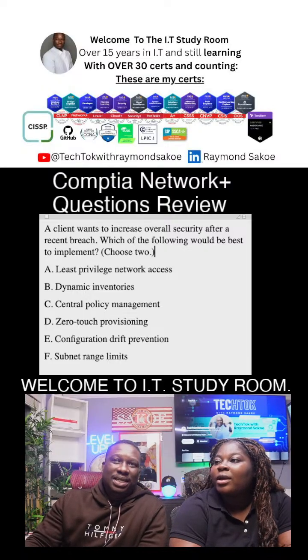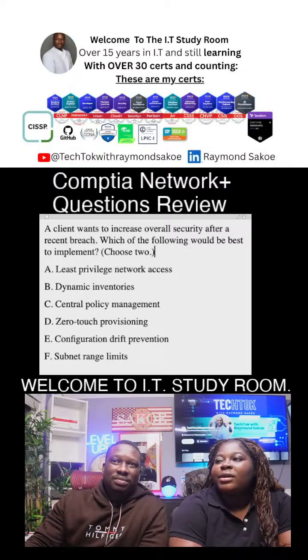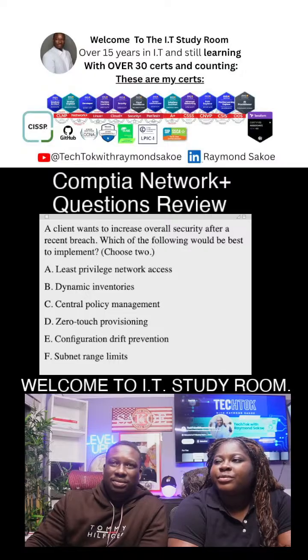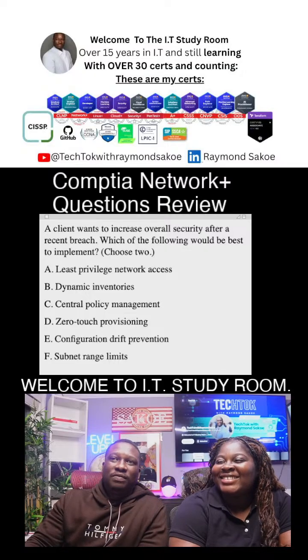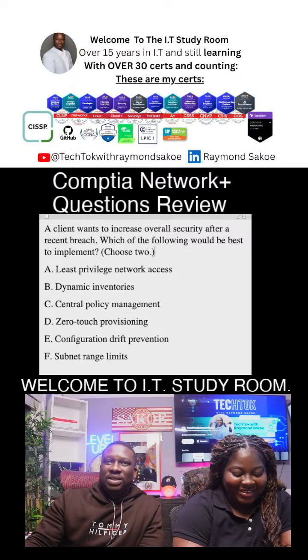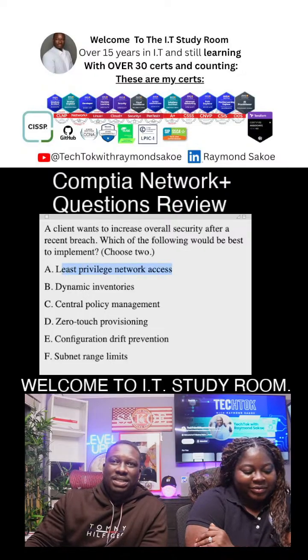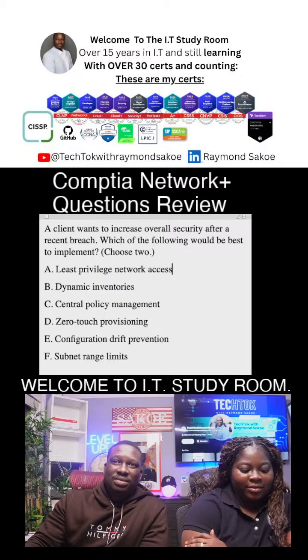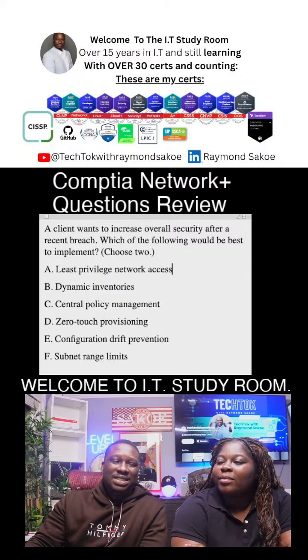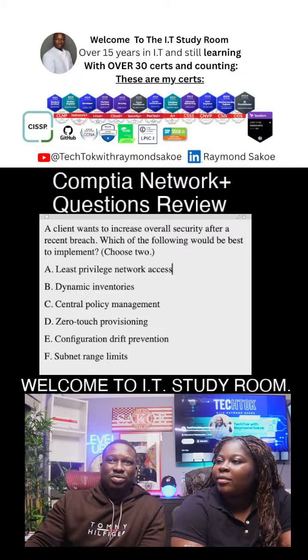Okay. So yeah, they had a recent breach, right? So they were hacked, something happened, right? So which of the following would be best to implement, right? Okay, so the first one would be least privileged network access, right? So giving the least amount of access to a user, right?